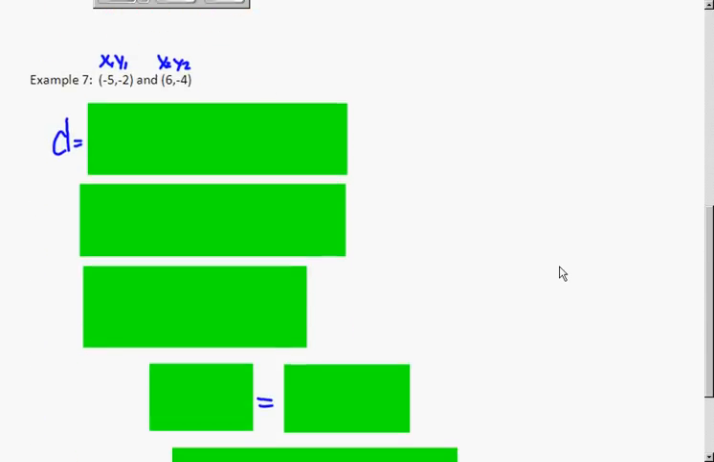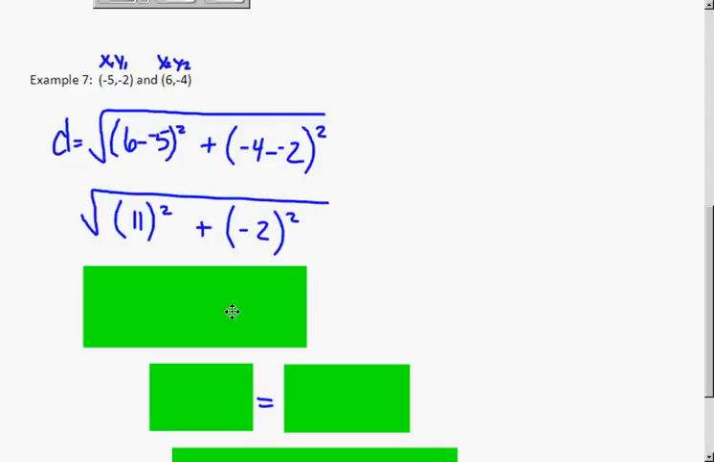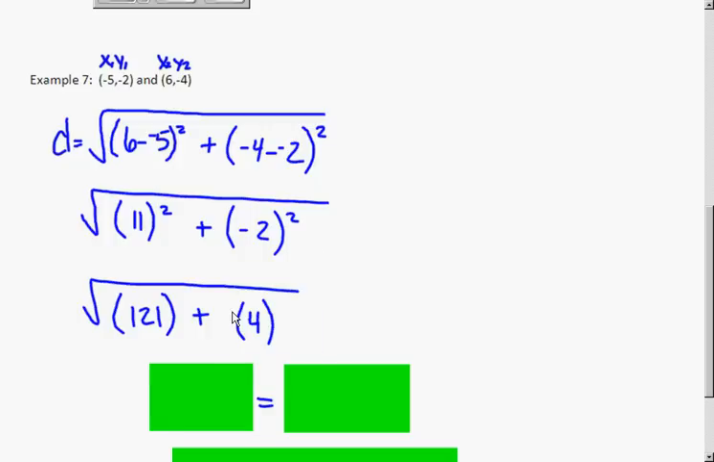Example 7, I'm going to go ahead and have you pause the video again, work through example 7, and then report back in, and we'll see how we did. Following your substitution in your distance formula should look something similar to this. Minus minus, we'll turn this into a plus, so a positive 11. This will be a plus 2, so negative 4 plus 2 is negative 2. Again, squared both of them.